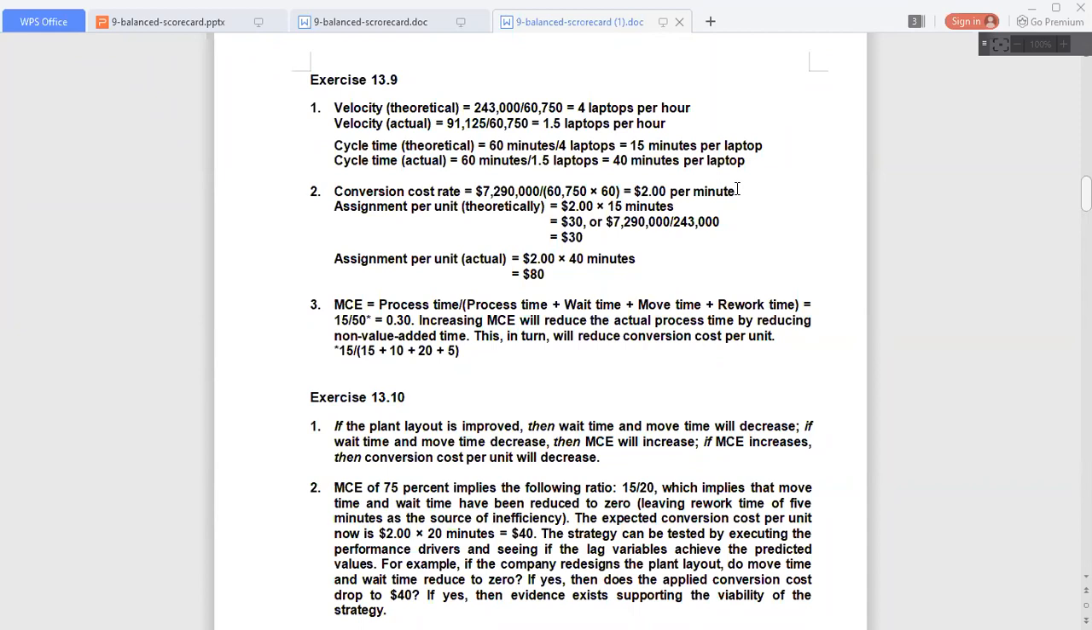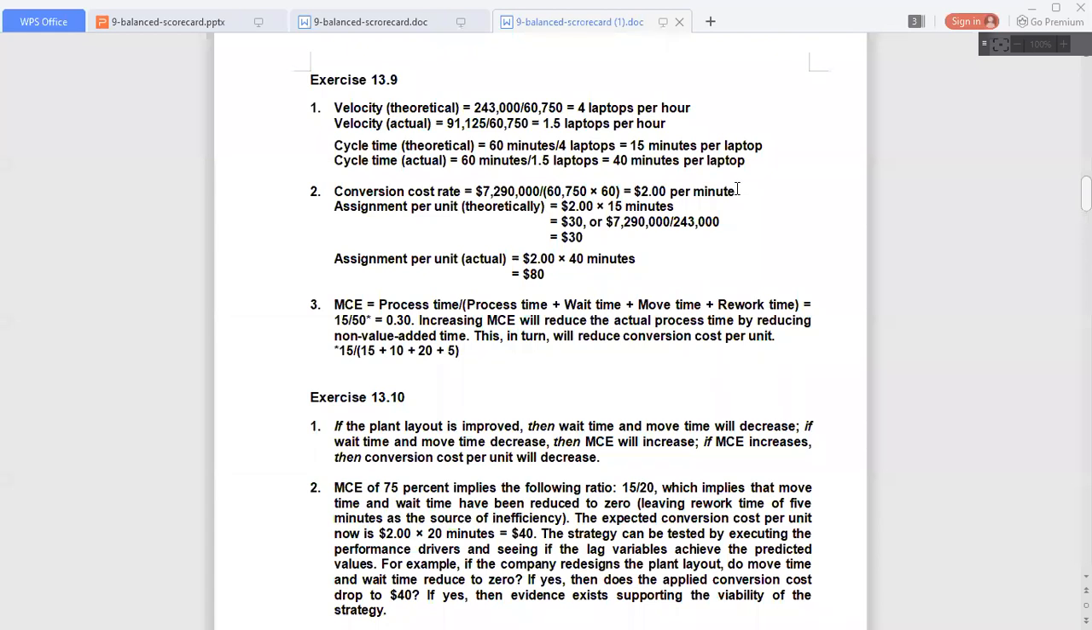So that would mean 50 divided by 20, which implies that move time and wait time have been reduced to 0, leaving rework time of 5 minutes as the source of the inefficiency. The expected conversion cost per unit is 2 times 20 minutes or 40 minutes. This strategy can be tested by executing the performance drivers and seeing if the log variables achieve the predicted values.